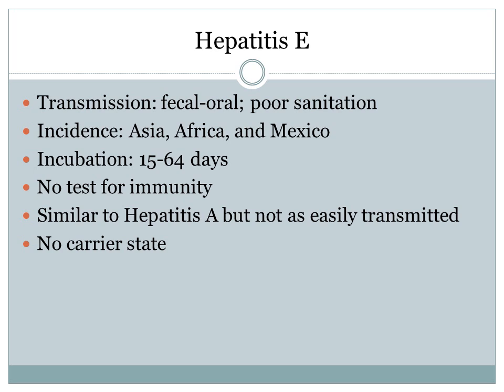Hepatitis E transmission is fecal-oral, poor sanitation. The incidence is more likely Asia, Africa, and Mexico. The incubation period 15 to 2 months. There is no test for immunity. Similar to hepatitis A, not as easily transmitted, and there is no carrier states. Again, we're learning more and more about hepatitis E as we move forward.